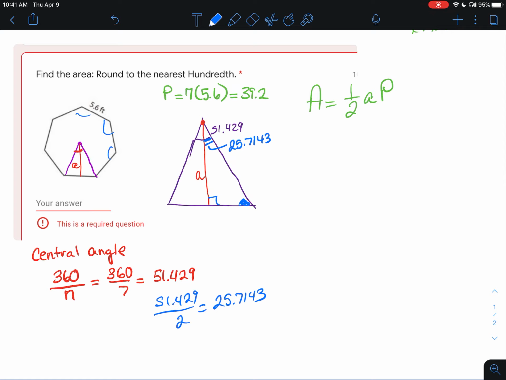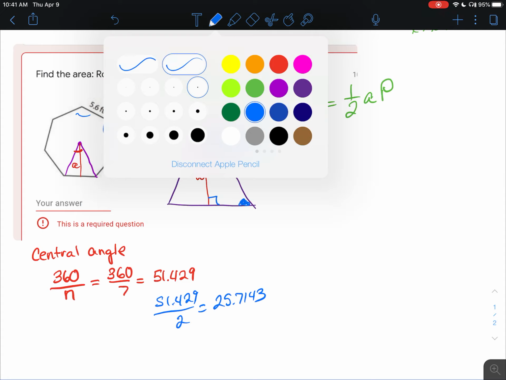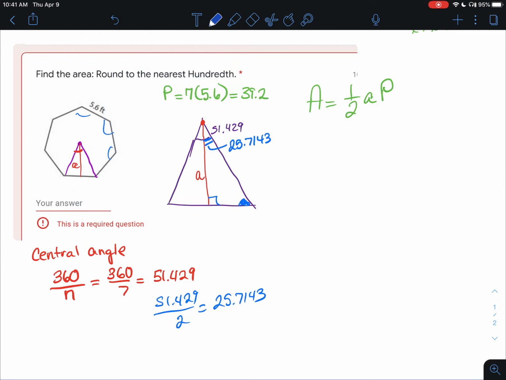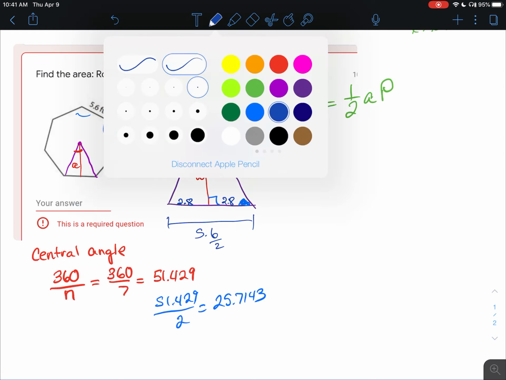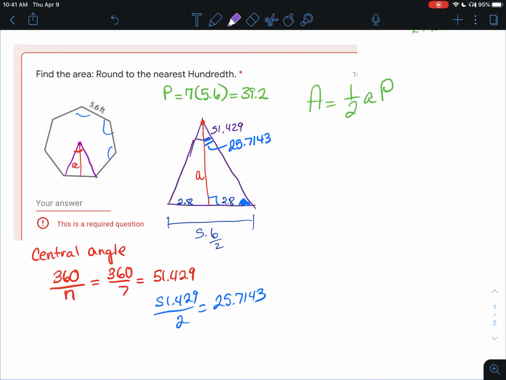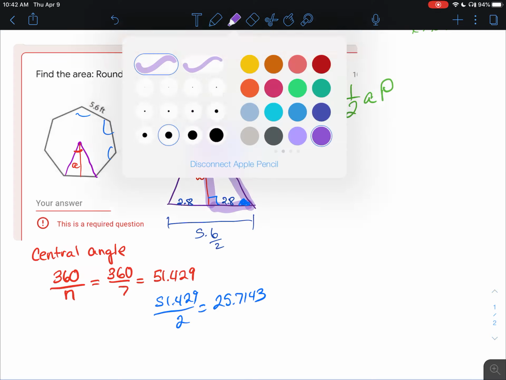Now, since we dropped our apothem down, we also need to find our side measurements, and 5.6, of course, is the whole length. But we need to divide that in half so that we can find each of the parts. So that would be 2.8. Again, all I did was divide that by 2. Now we have a nice, pretty little triangle here, don't we? And that's what we're going to focus on in order to solve using our trig.